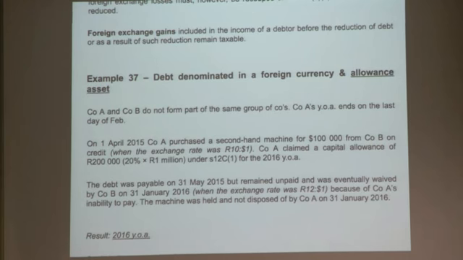It's now 20% of 1 million, because on the date that I buy the asset, I convert it to rands, and then my capital allowance will be on that converted amount. The debt was payable on the 31st of May, but it remained unpaid and was eventually waived by company B on the 31st of January, when the exchange rate was 12 rand, because of their inability to pay. The machine was held and not disposed of by company A. What would you do? Where will you start?